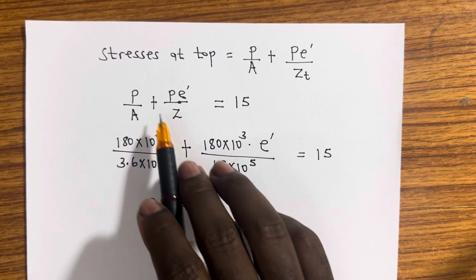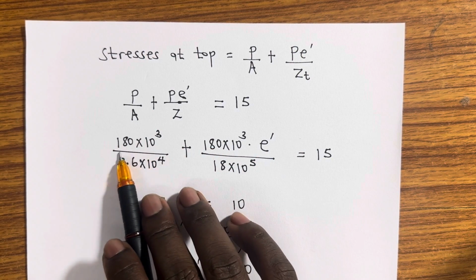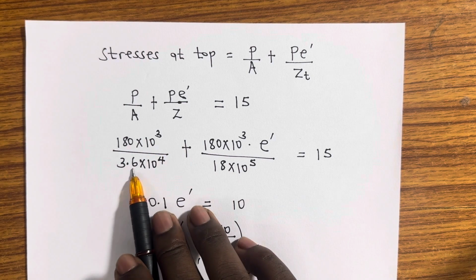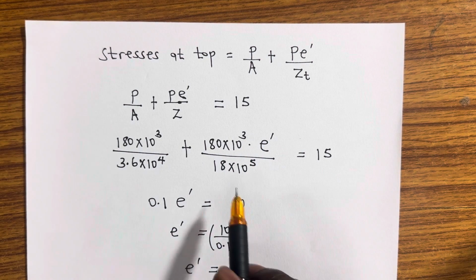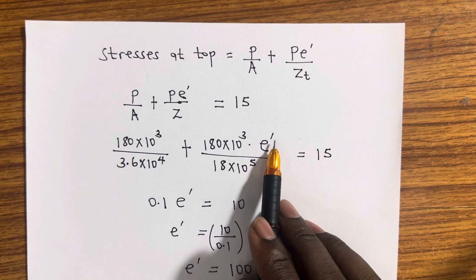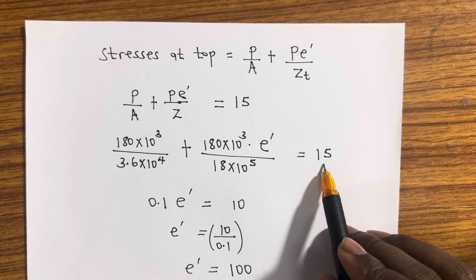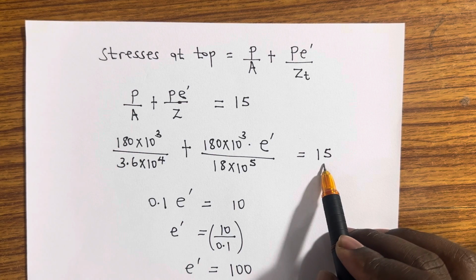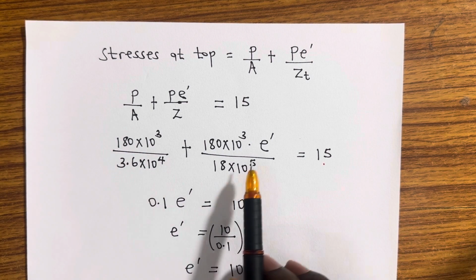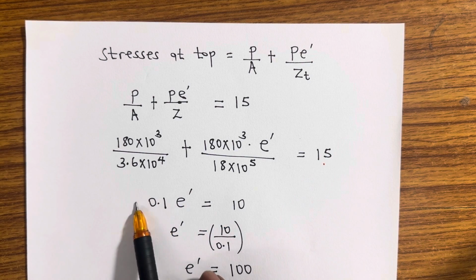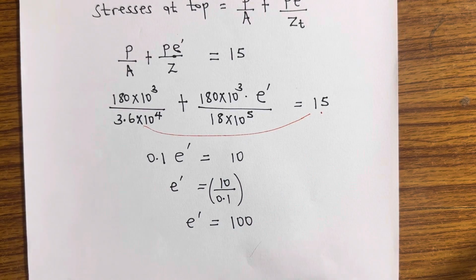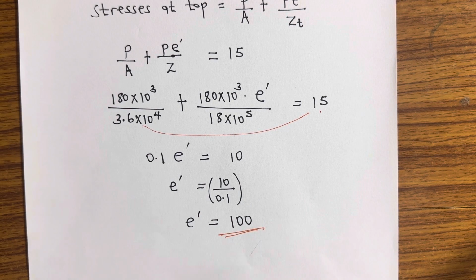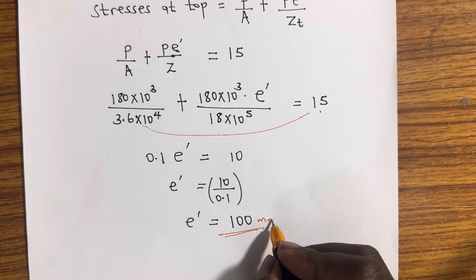Okay, so this is going to be P by A, where P is 180 times 10 to the power 3 divided by A. Then plus P, 180 times 10 to the power 3, then divided by 18 times 10 to the power 5, times E dash, equals the resultant at the top, which is 15. So this one is 5, this one is 0.1 E dash, and this one is 15. So when you bring 5 to this side, it is going to be 10. So E dash is 10 divided by 0.1. It's coming to 100. This is our particular value of E dash, and this is in mm.